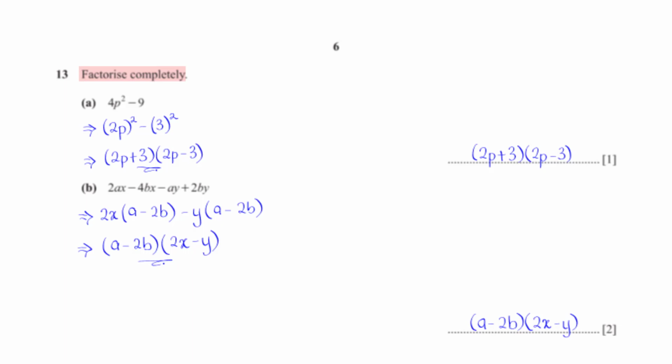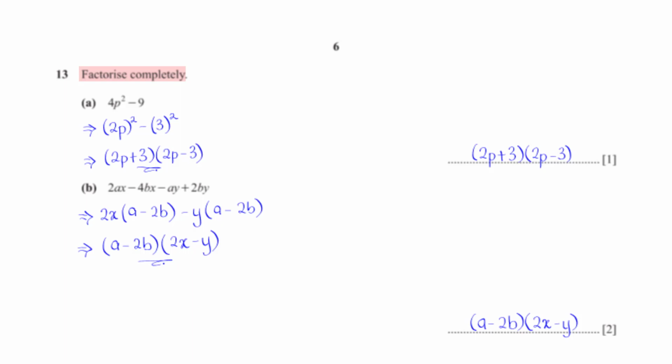Factorize completely. 4p squared minus 9. This is a difference of two squares, and it can be rewritten as 2p all squared minus 3 squared. And so when we apply the factorization technique for difference of two squares, we have 2p plus 3 times 2p minus 3. Factorize completely. 2ax minus 4bx minus ay plus 2by.